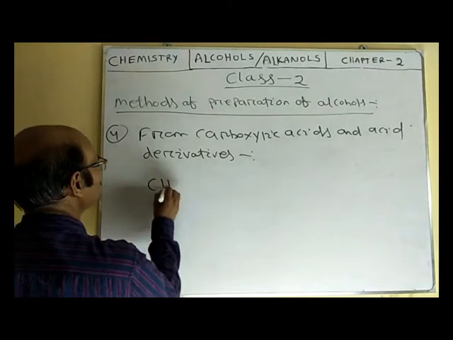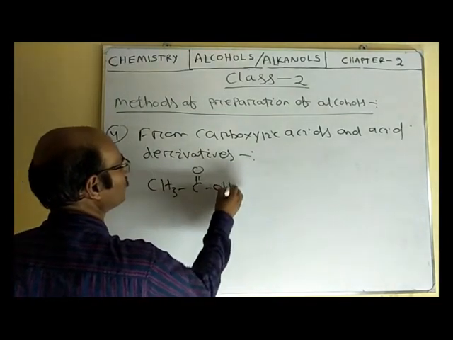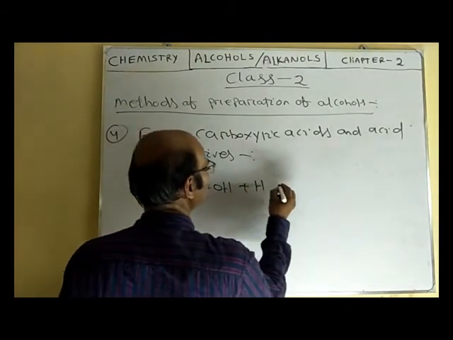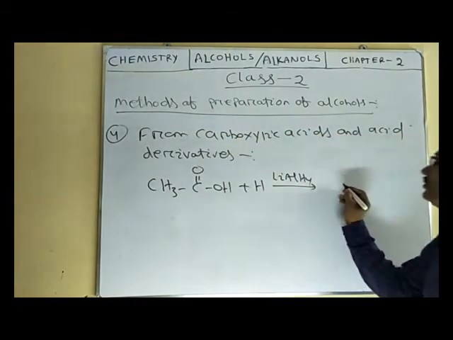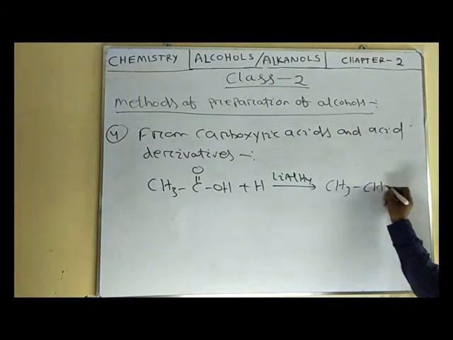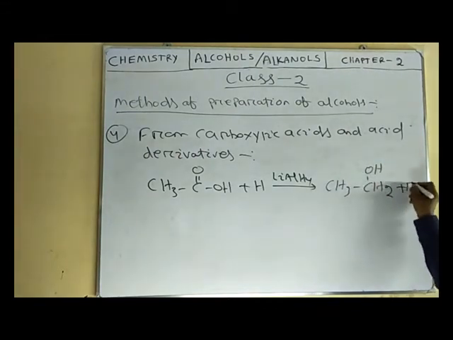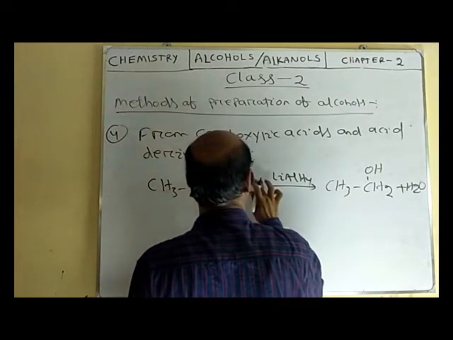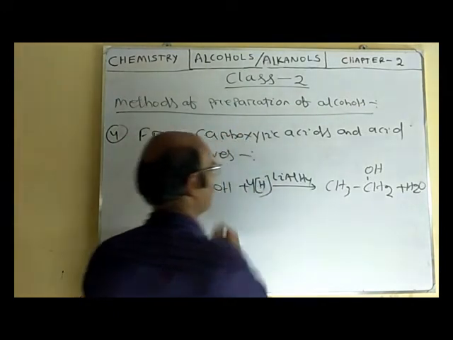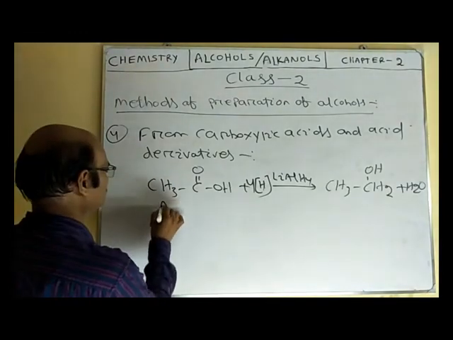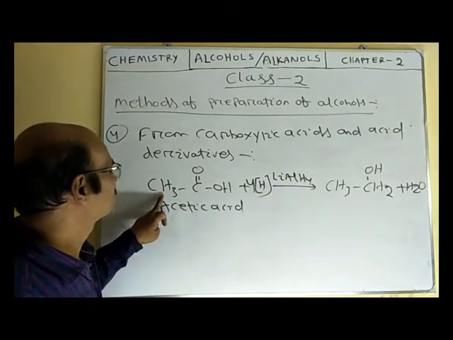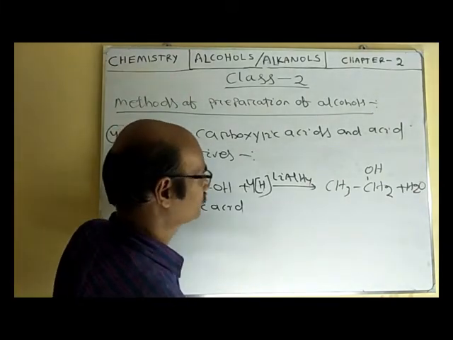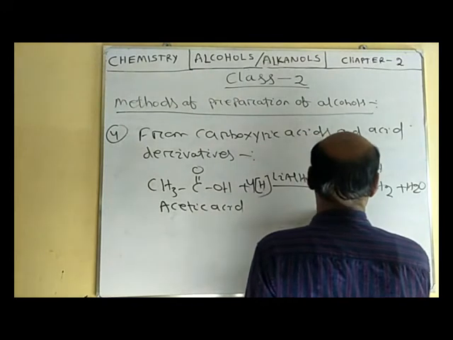If I take CH3 C double bond O OH, acetic acid, plus H2 on LiAlH4, then we get CH3 CH2 OH plus H2O. Acetic acid, simply with hydrogen, CH3 C becomes CH2 and O becomes OH. This is ethyl alcohol.